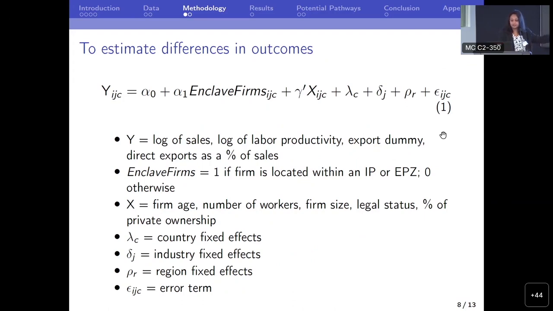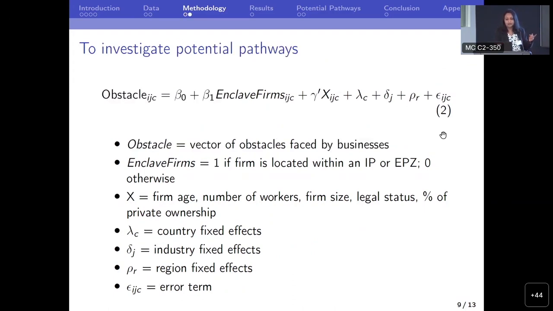And apart from this, I also throw in country fixed effects, industry fixed effects, region fixed effects, and then an error term. Now, if I see, and as we see in the preview, that I do see differences in outcomes between firms that are located within an industrial enclave and firms that are not, then the next obvious question to ask is, well, what might be a very simple explanation of this within the constraints of the data set that I have?